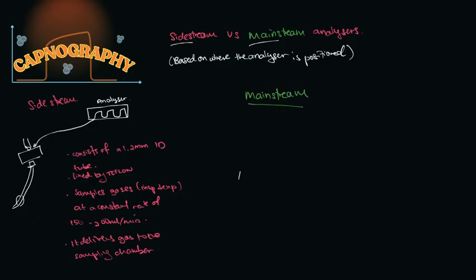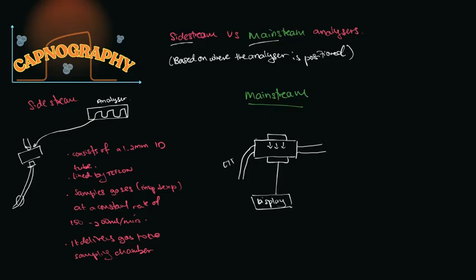Now let's see how the mainstream analyzer works. As compared to the sidestream, the analyzer is positioned in series with the patient's gas flow. You can see the ETT, and the analyzer is connected directly to the ETT, and a display is shown directly from it once it gets analyzed.